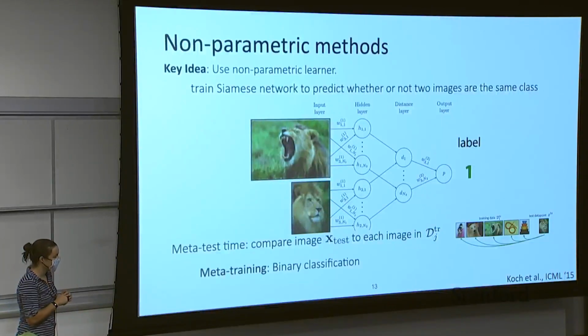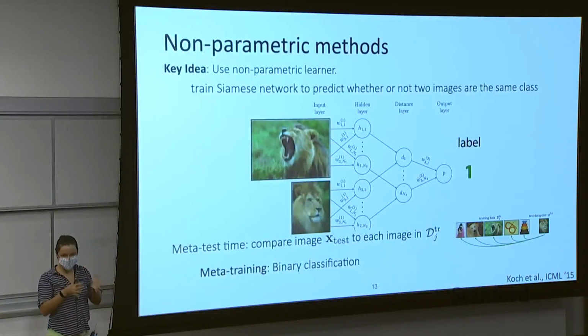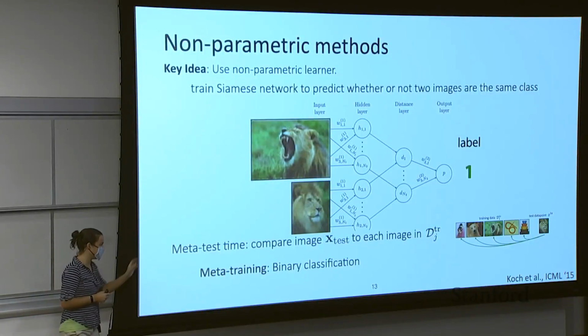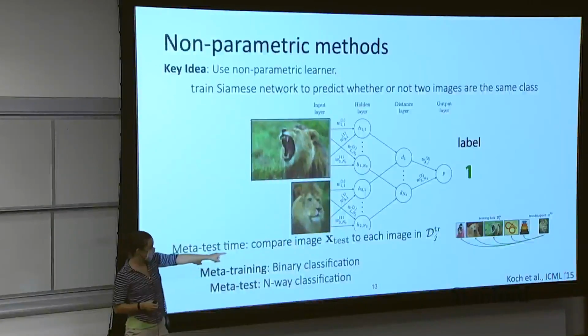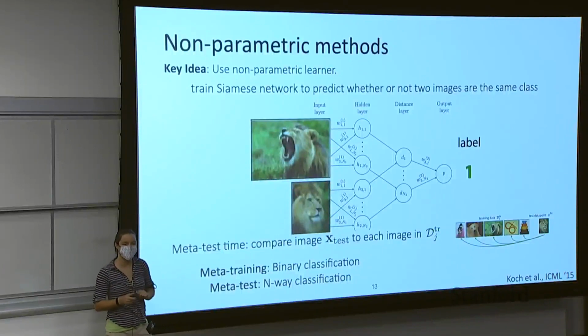OK. Great, so this is like V0 of non-parametric few-shot learning techniques. At meta-training time, you're doing this binary classification. And at meta-test time, you're doing an N-way classification by running these pairwise queries or comparisons.